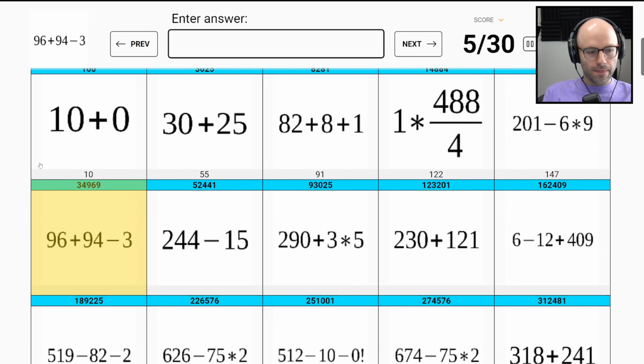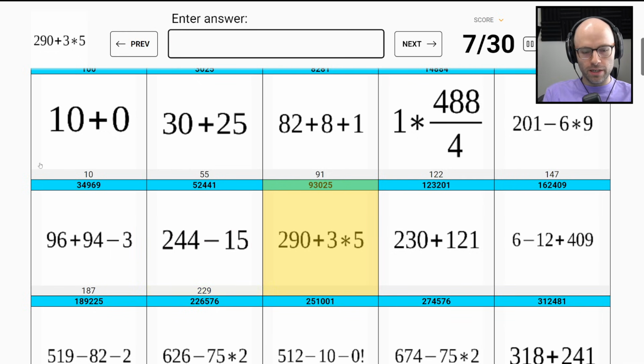96 plus 94 is 190. Oh, minus 3 is 187. Should probably read the whole question. We got a 229 in here. We got a 305. We got a 351. We got a 391. No, hang on. 6 minus 12. 18 minus this is going to be 9. It's not 391. It's definitely not 391, brother. You got it all messed up here.